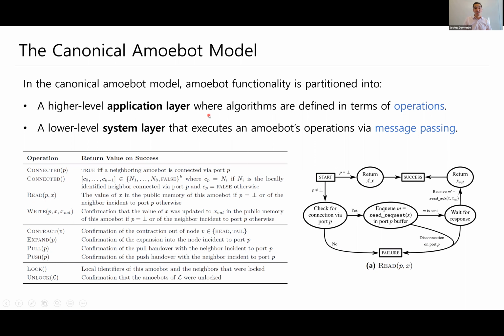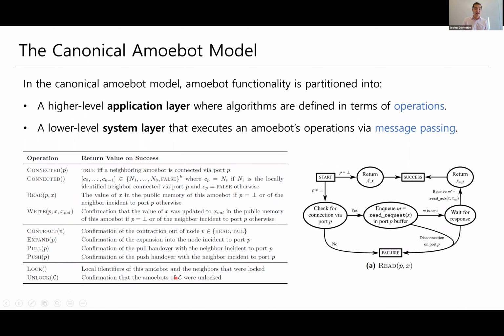And when the application layer calls it, then the system layer has to take over and actually do whatever is required there, all in terms of asynchronous message passing. So this diagram on the right is a sort of execution flow for the read operation. You can see that there's a variety of things that the system layer has to check, messages that need to be sent, waiting that has to happen for responses and so on. And a key difference from the past, operations can now fail under certain circumstances. Okay, so we have this kind of thing for all 10 of these.